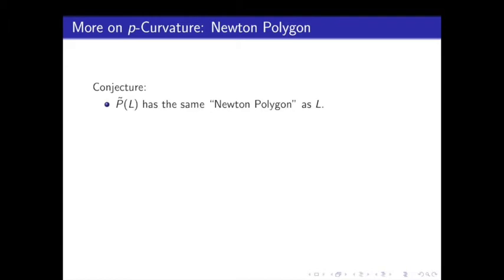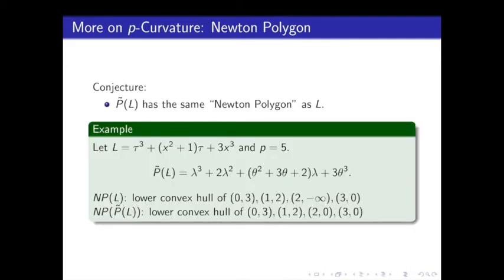Okay, I put Newton polygon in quotes because the Newton polygon here is a little different from the usual Newton polygon. When we plot the Newton polygon, we only care about the line segments on the top. We don't care about the bottom. So it's the lower convex hull of those points.